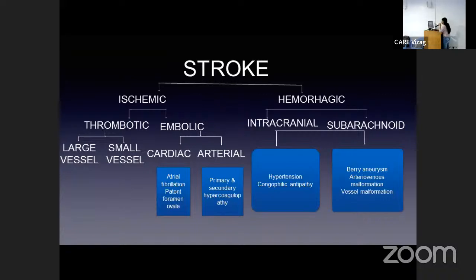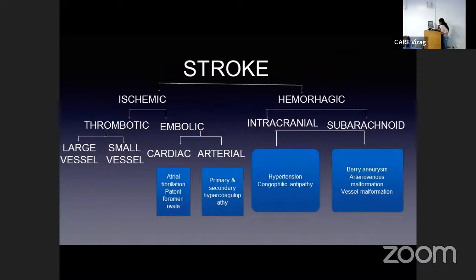So here, I'm moving ahead with the stroke. We have two types of stroke, ischemic and hemorrhagic. Ischemic stroke can give two types again, thrombotic and embolic. Other than this, we have hemodynamic stroke as well.